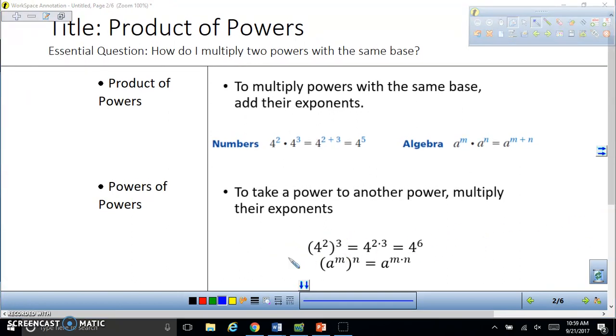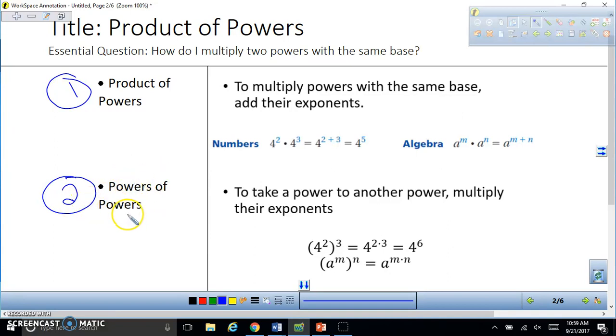All right. We have two very important things that we are learning about. The first one we call product of powers. Product is the answer to a multiplication problem. And so we're looking at the answer to a multiplication problem of powers. So instead of writing that long phrase, we put product of powers. And the second one is power of powers. That means a power to another power.